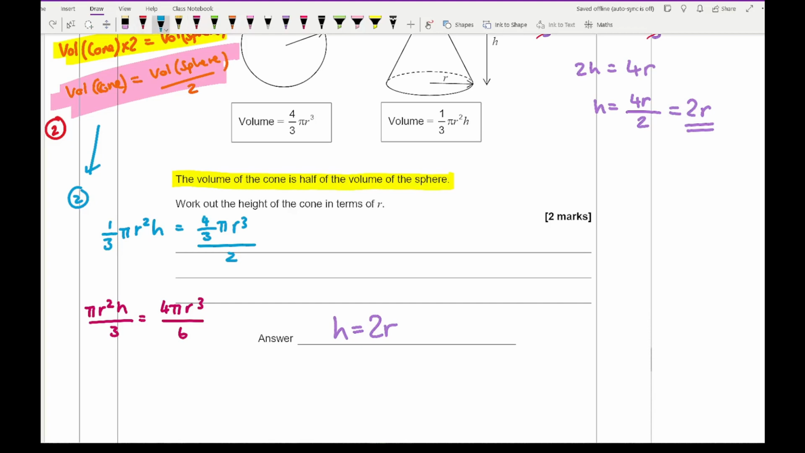Then all I need to do is go on and simplify. So from this I could cross multiply, so I end up with 6 pi r squared h equals 12 pi r cubed. Then if I start cancelling out, I can cancel pi, I can take off 2 r's, and what I'm left with is 6h equals 12r. And again, making h the subject, I get h equals 12r over 6, which equals 2r. And as you can see, that gives me the same answer.